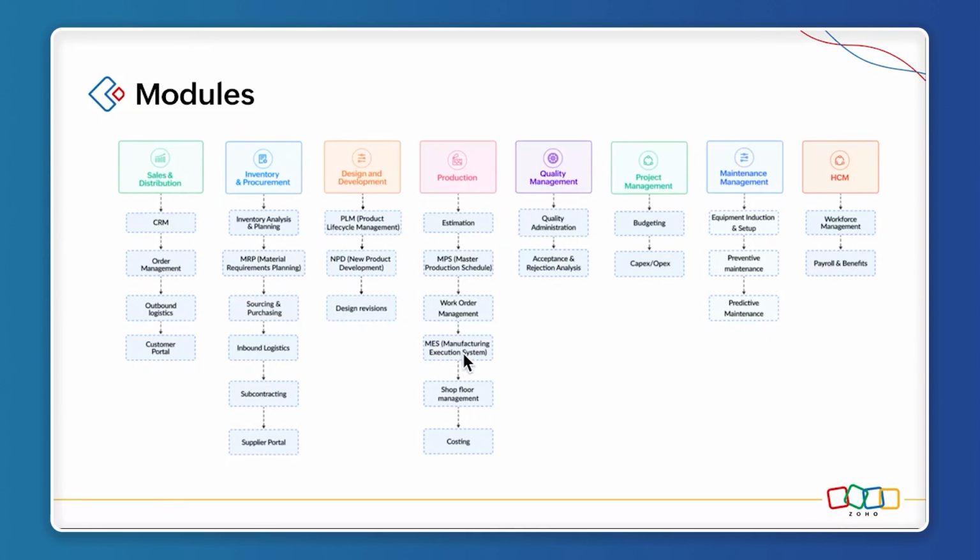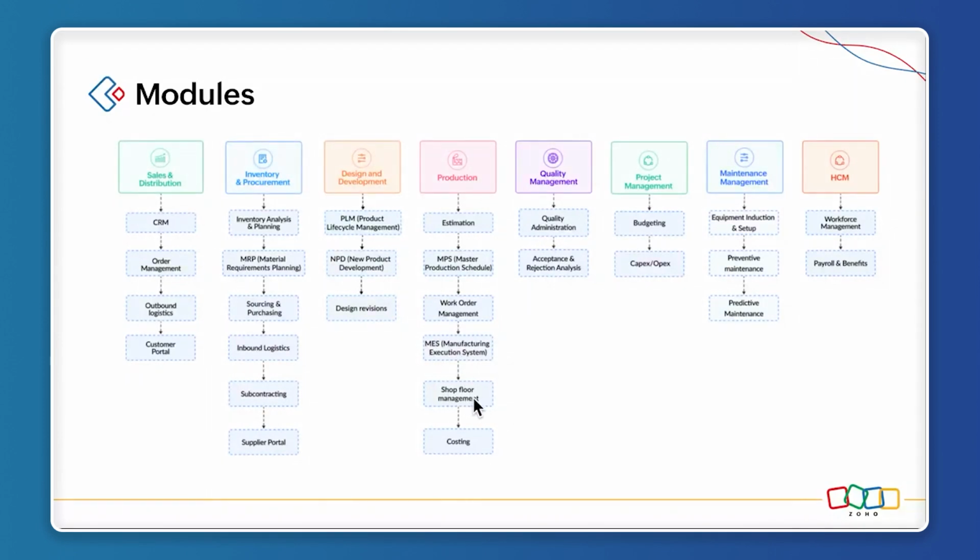Right. Then we have the manufacturing execution system. This will monitor the production process in real time. So whatever process you are doing, this particular operation will monitor it in real time.